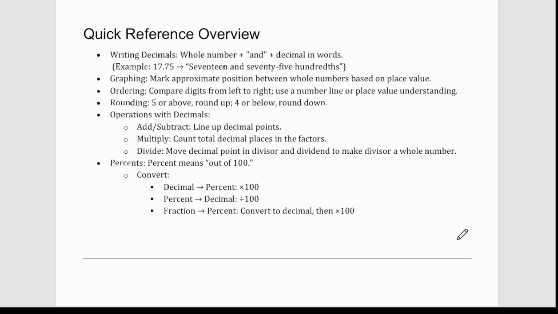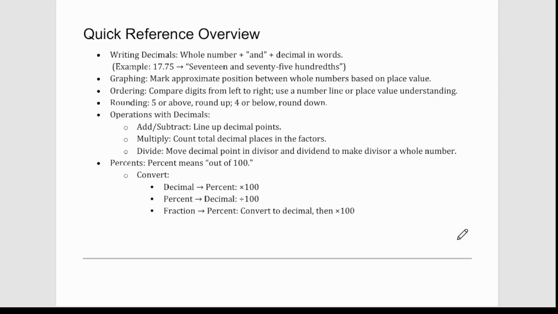Big picture wise though, with all of those operations with decimals, you should be thinking through quick sanity checks to make sure that what you get as a result is in the ballpark of what you would get as a result of adding, subtracting, multiplying, dividing the closest whole numbers to those decimals that you're working with.